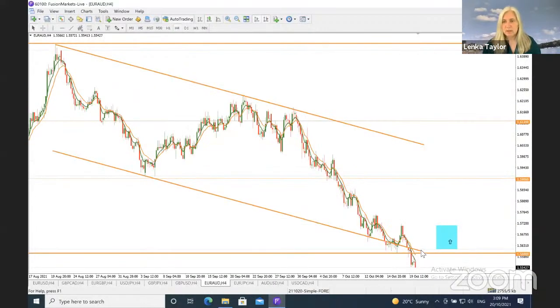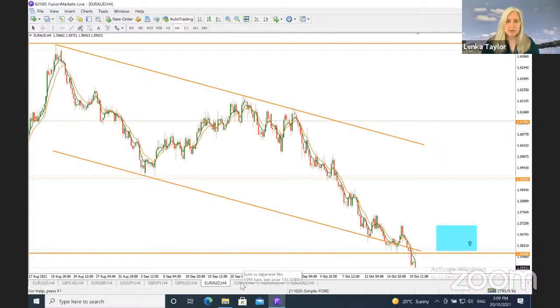If not, then if it comes back into the channel and above that horizontal, then I'm looking for a reversal for a long. That's the preferred plan.